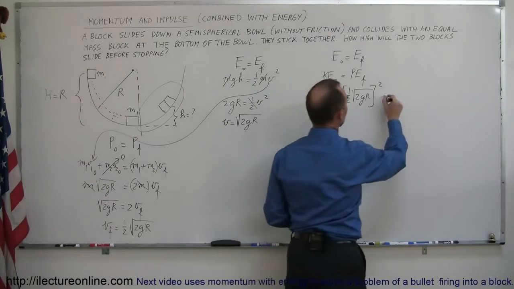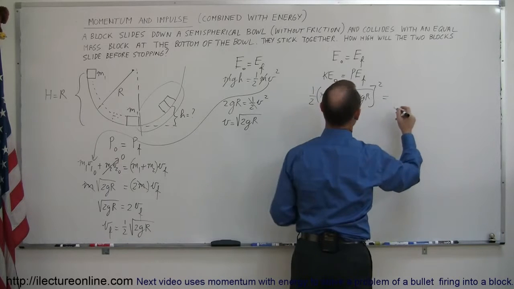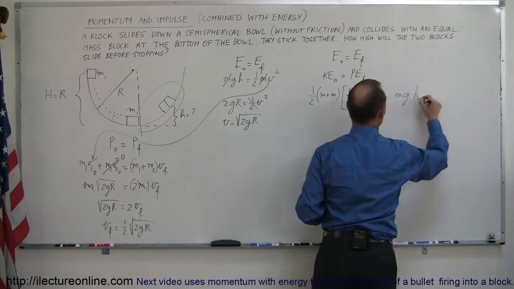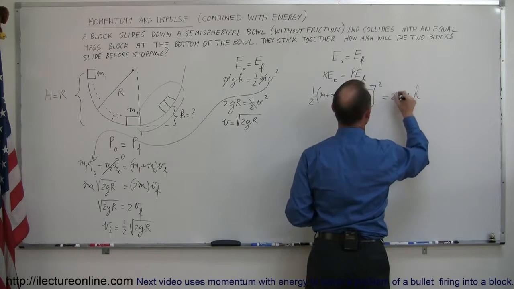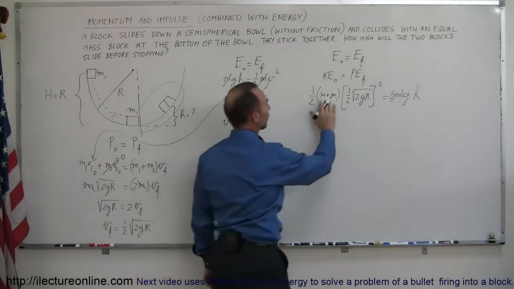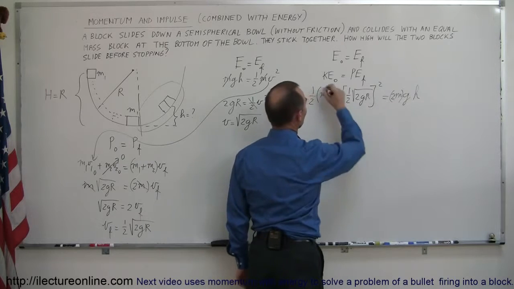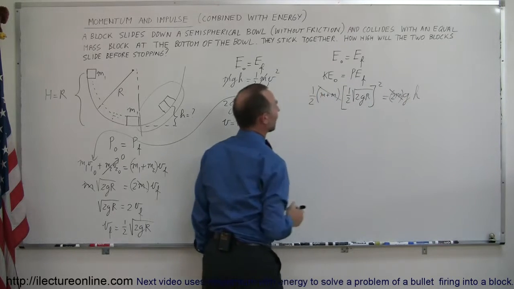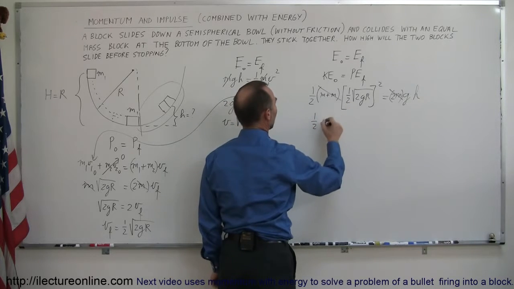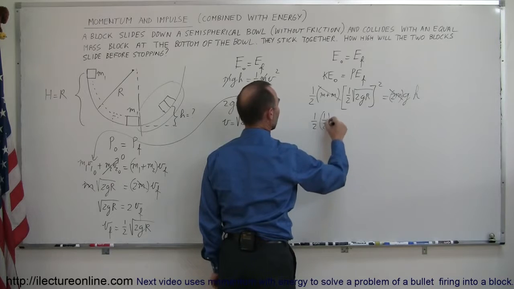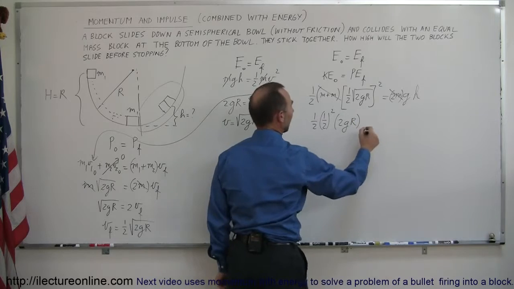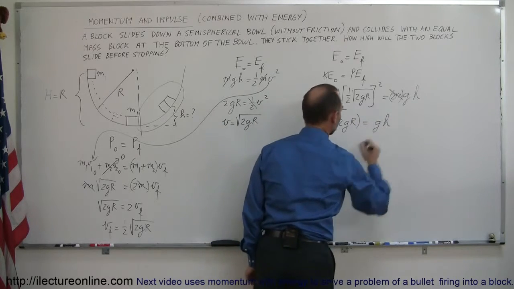And that will then equal the potential energy of the two blocks when they reach the maximum height. That would be mg, and we call that h, little h right here. Oh, and of course we have 2m because there's two blocks. Now we have m plus m on one side and m plus m, or 2m, on the other side, so these two cancel. We can then say we have 1/2 times this squared, so it would be 1/2 squared, times this squared, which would be 2gr, and that equals g times h.